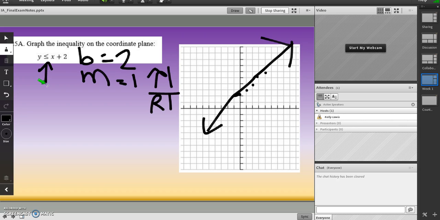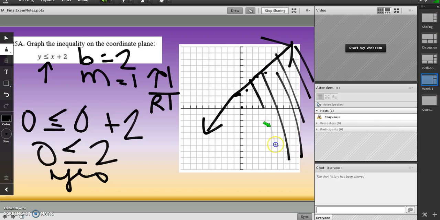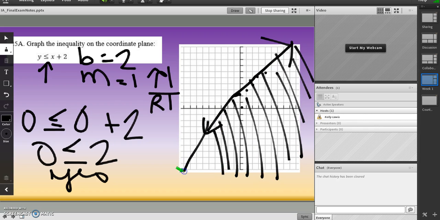So I'm going to plug in 0, 0. So 0, 0 occurs right there. So 0 is less than or equal to 0 plus 2. Is 0 less than or equal to 2? Yep, sure is. Right. So anything in the shaded region, including the line, is the answer to that.